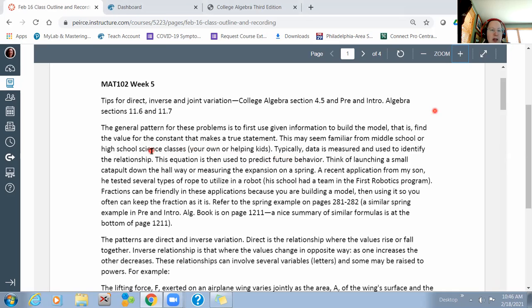So the first topic is variation. So direct, inverse, and joint variation or multivariable variation, as the college algebra textbook likes to use that phrase. The general pattern for these problems is that you represent it with a proportionality constant. Typically, the proportionality constant uses the letter K, and you set up the relationship. You have a given set of information for the variables, and you use those to identify that proportionality constant.